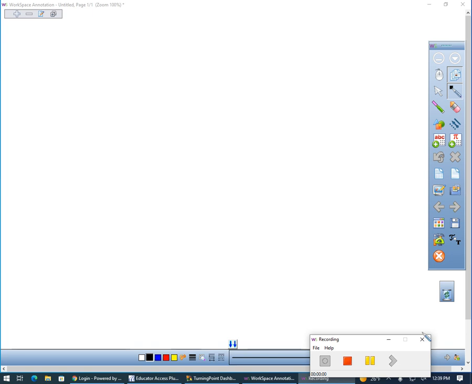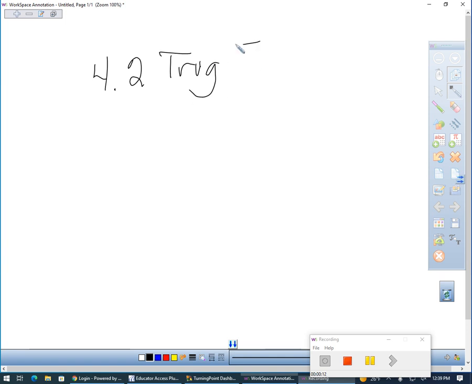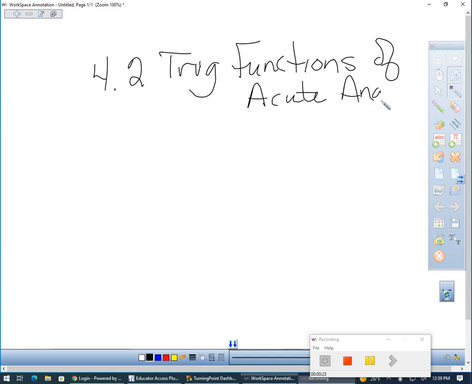All right, so I'd like to start off with section 4.2. We're talking about trig functions of acute angles. And we say they've got to be acute angles because in order to use trig, what kind of triangles do they have to be used on? They got to be used on a right triangle. For now, anyway.